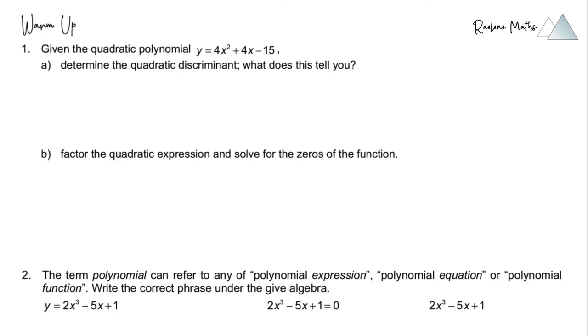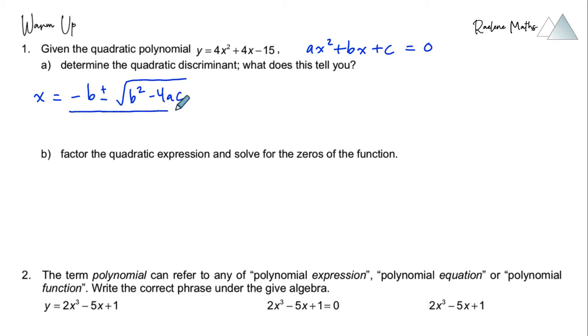As a warm-up, let's consider a quadratic polynomial y equals 4x squared plus 4x minus 15, and we want to first work out the quadratic discriminant. Recall that for y equal to 0, we have ax squared plus bx plus c equals 0. Because we have x in two different terms, it's difficult to solve. The quadratic formula is a rearrangement of this equation where x occurs only once. The radicand, or the stuff under the square root in the quadratic formula, is called the quadratic discriminant. So here the discriminant, d, is equal to b squared minus 4ac.